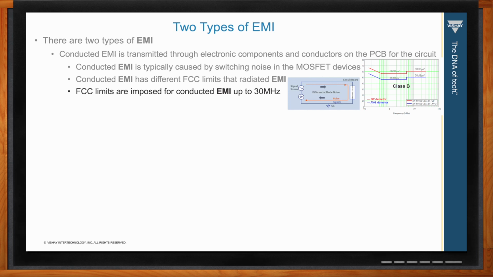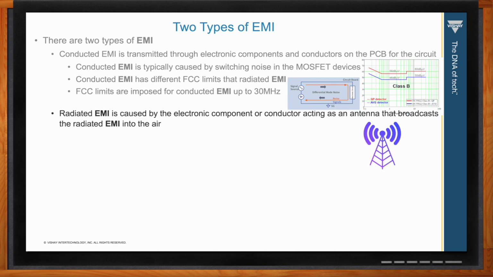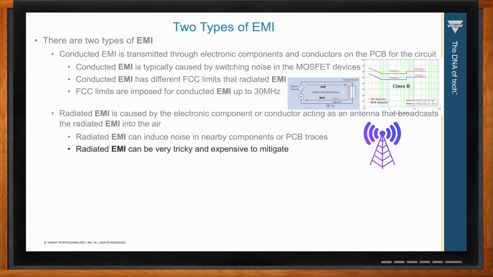Now we're going to speak about radiated EMI. And radiated EMI is caused when the electronic component or a conductor on the PC board acts like an antenna that broadcasts the radiated EMI into the air. So radiated EMI can induce noise in nearby components or PCB traces. The radiated EMI can be very tricky and expensive to mitigate. And FCC limits are also imposed on the radiated EMI, and those go from 10 megahertz to 1 gigahertz, so much higher frequency and wider range.